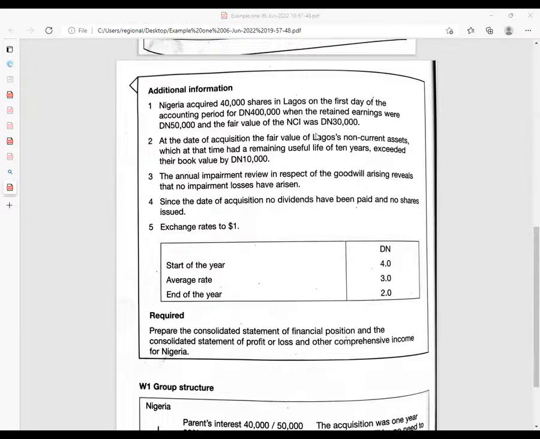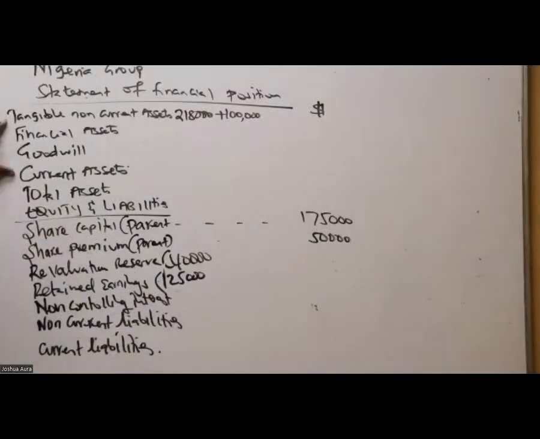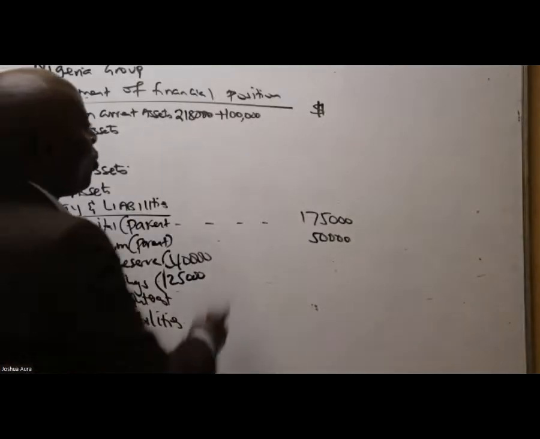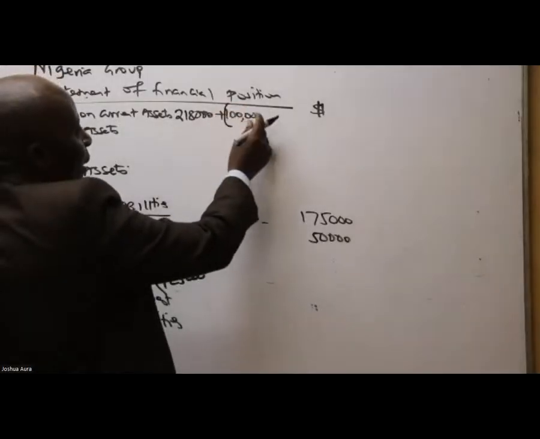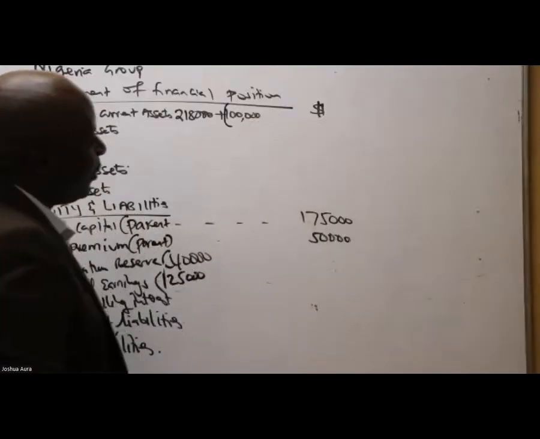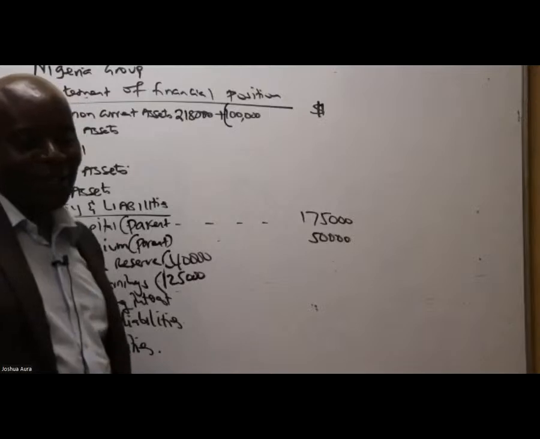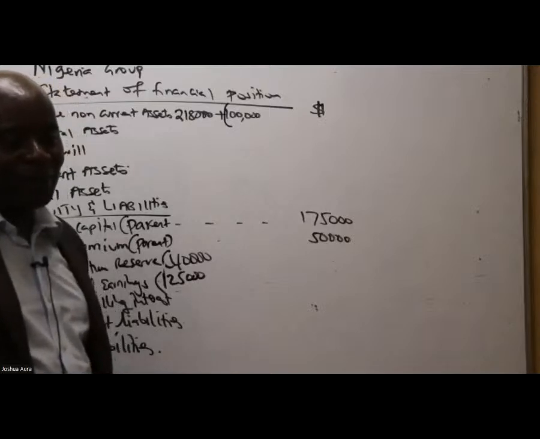Closing rate. Always for the balance sheet, assets and liabilities, you shall use what we call the closing rate to translate. So the question is, should I divide the 100,000 by the 2 or multiply?